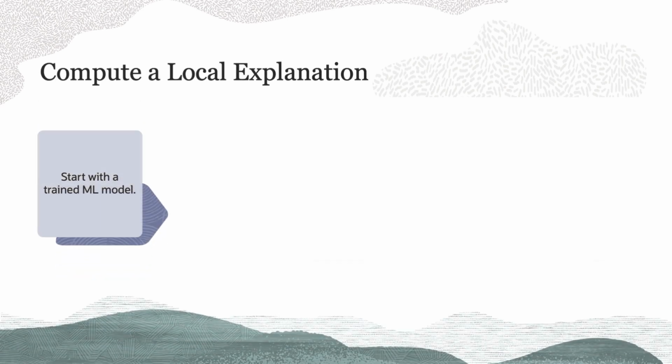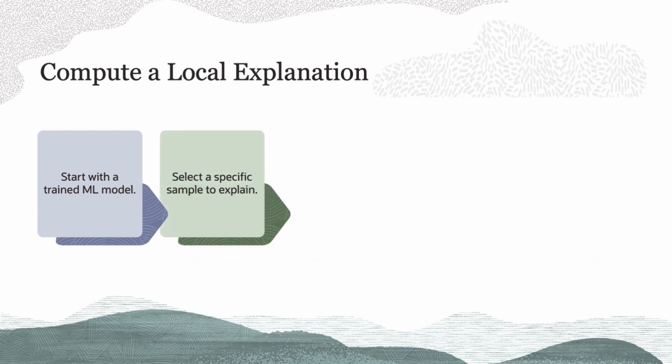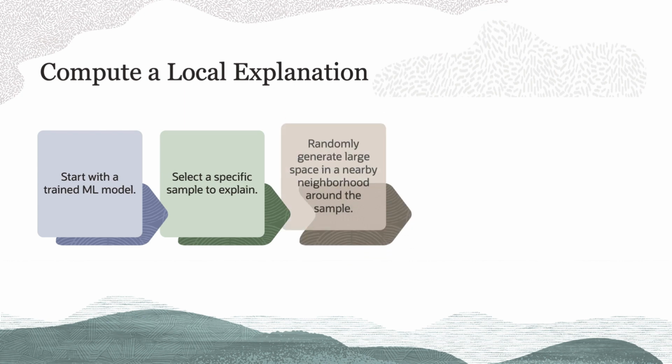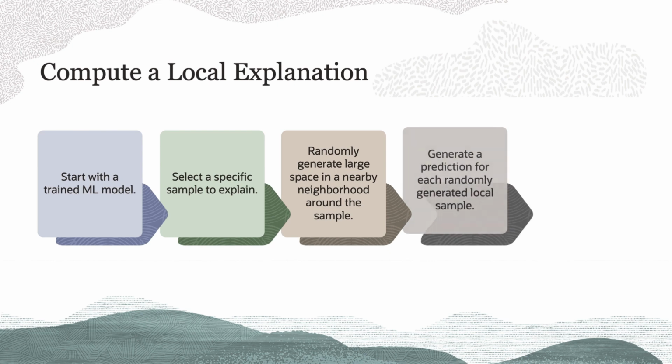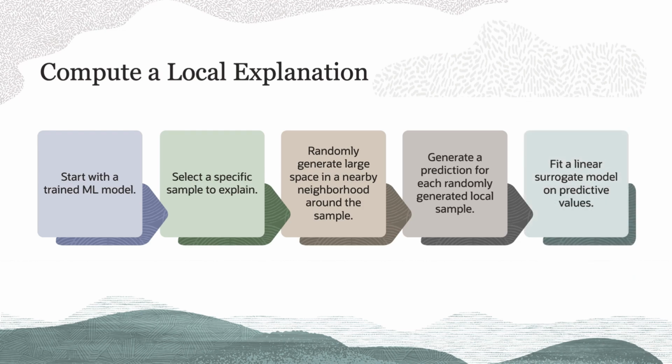So now, how to compute a local explanation? The first step is to start with a trained ML model, and then you select a specific sample which you want to explain. Then you randomly generate a large set of samples in a nearby neighborhood around the sample. Then you move on to generating predictions for each of those randomly generated local samples, and then fit a linear surrogate model on the predicted values.